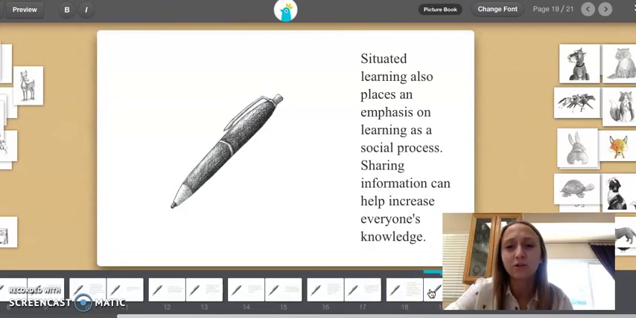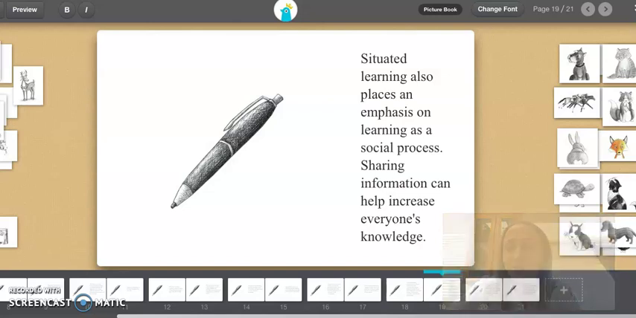And then situated learning also places an emphasis on learning as a social process. So if we're sharing information with those around us and really talking to people, we can help increase everyone's knowledge. So that's a real benefit.